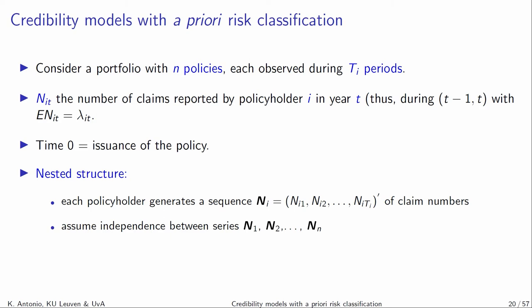Agree? Why not? It's still Arne that I'm following, and that's not independent over time. That's the whole idea: there is something specific, something that I cannot directly capture through an observable covariate, but which creates dependence within this vector N_i that I observe for my policyholder.